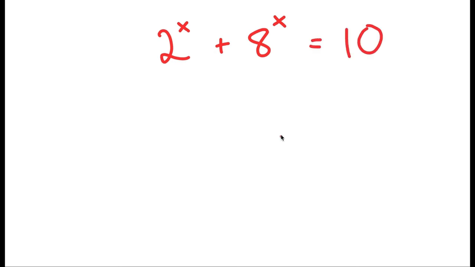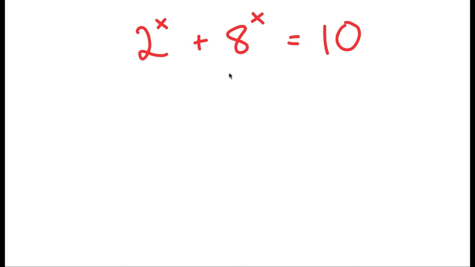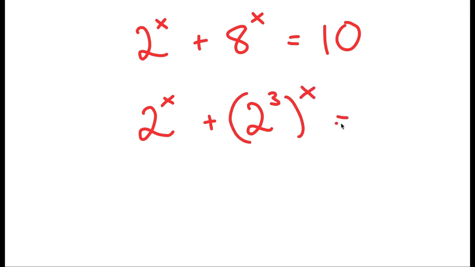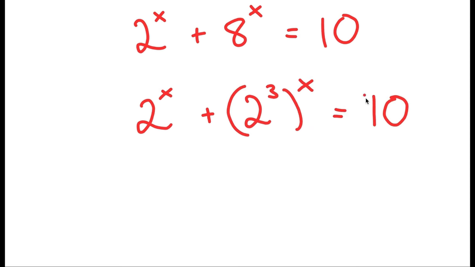Alright, so in this video, I'm going to solve the equation 2 to the power of x plus 8 to the power of x is equal to 10. So to solve this, I'm going to first start by rewriting 8 as 2 to the power of 3. So I get 2 to the power of x plus 2 to the power of 3 to the power of x is equal to 10.